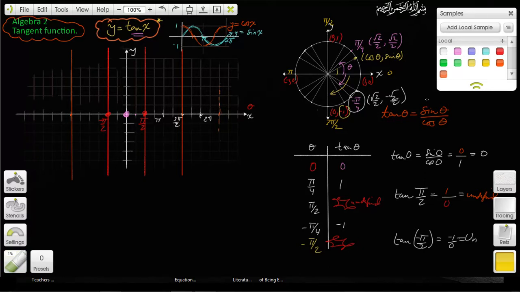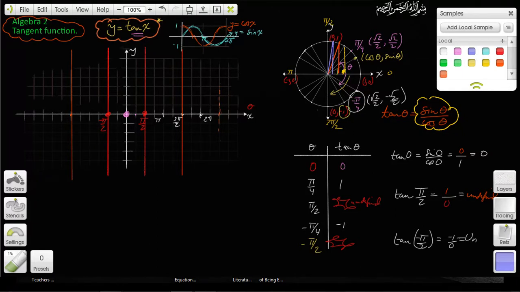Now recall again, tangent is sine over cosine. So if you make this triangle over here, now sine represents the y value, and cosine represents the x value, right? So here's another triangle over here. Not quite accurate, but you get the idea. And then let's draw another one here.